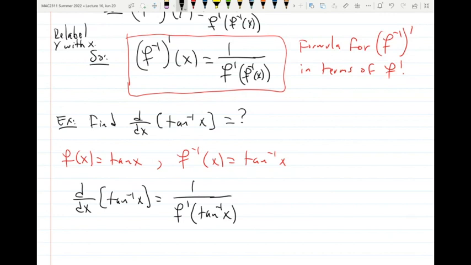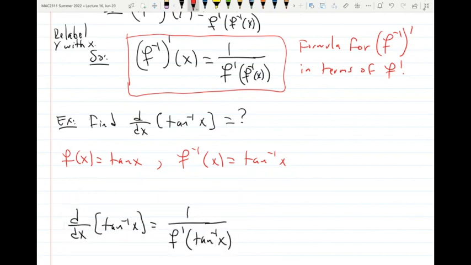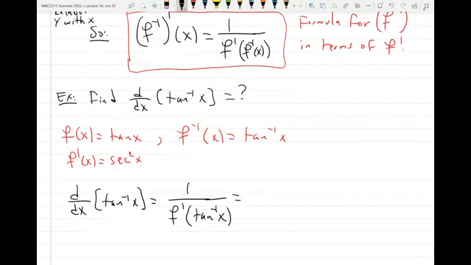Now, what is f prime? If f of x equals tangent of x, what is f prime? Secant squared. So let me write it down here. Remember, if f of x is tangent, then f prime is secant squared. So then this is going to be equal to 1 over secant squared of inverse tangent of x. So now the question is, how do you simplify this? What's secant of inverse tangent? This is an exercise from Chapter 3. Do you remember how to do this?